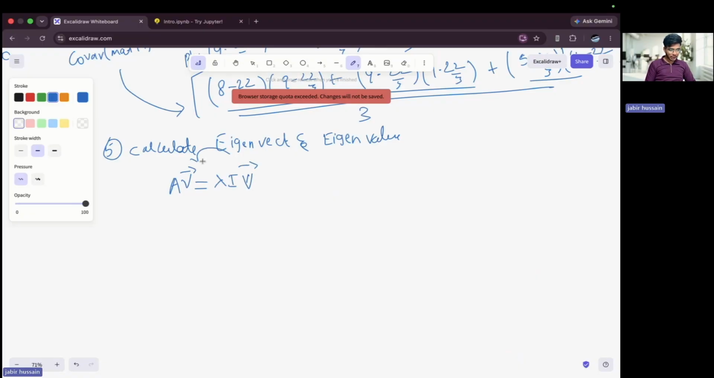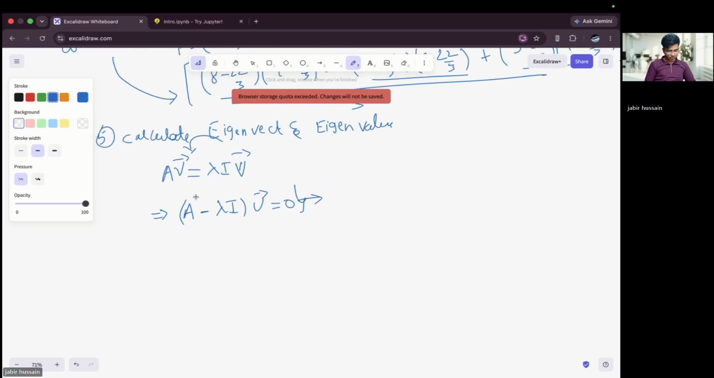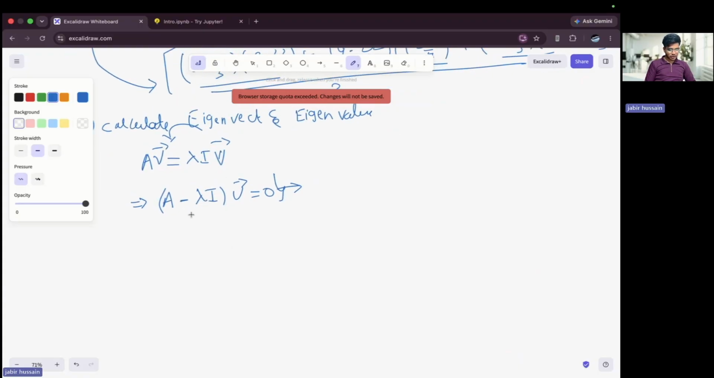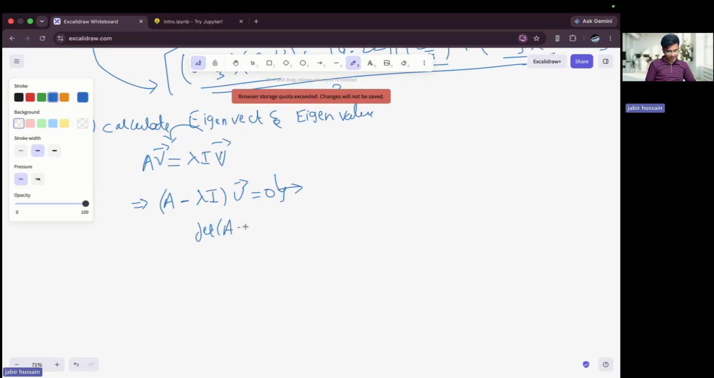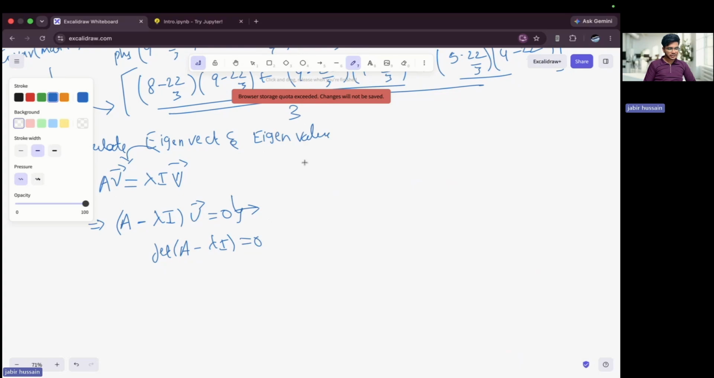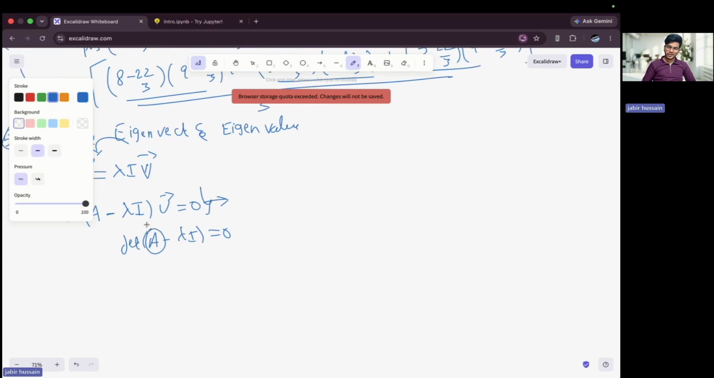So if you take it here, you will know that A minus lambda I multiplied by V is equal to 0. From this we can extract that the determinant of A minus lambda I is equal to 0. This is what we have understood from our last lecture. Now the thing you need to understand here is how do we get A? If we know A, then we can extract eigenvalues and eigenvectors.